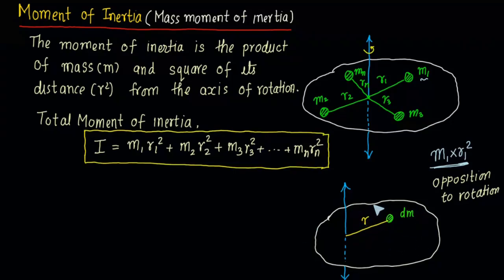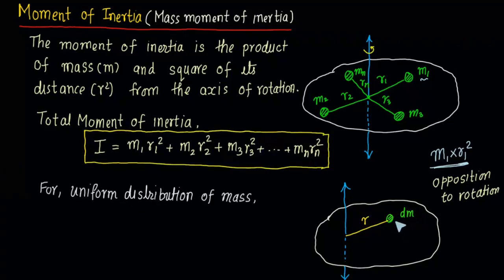In this case, I want to find the moment of inertia for a uniform distribution of mass. I'll find the moment of inertia of this small mass. It is going to be distance square times the small mass. So this will be the small moment of inertia of this particular mass, and I'll say dI, where d stands for infinitesimally small. This indicates the small moment of inertia of this particular mass, but not of the body. Now if I want to find the moment of inertia of the entire body, I will have to integrate this. If you integrate, friends, you will get the total moment of inertia of the body.